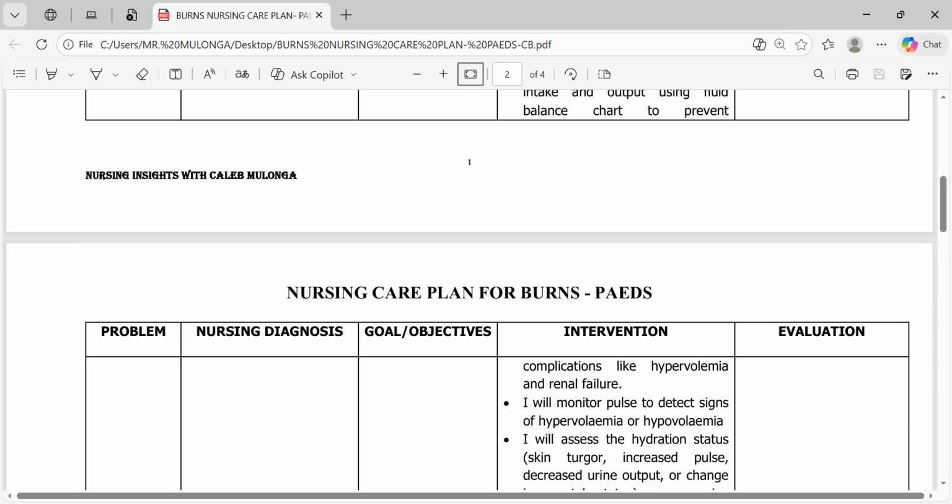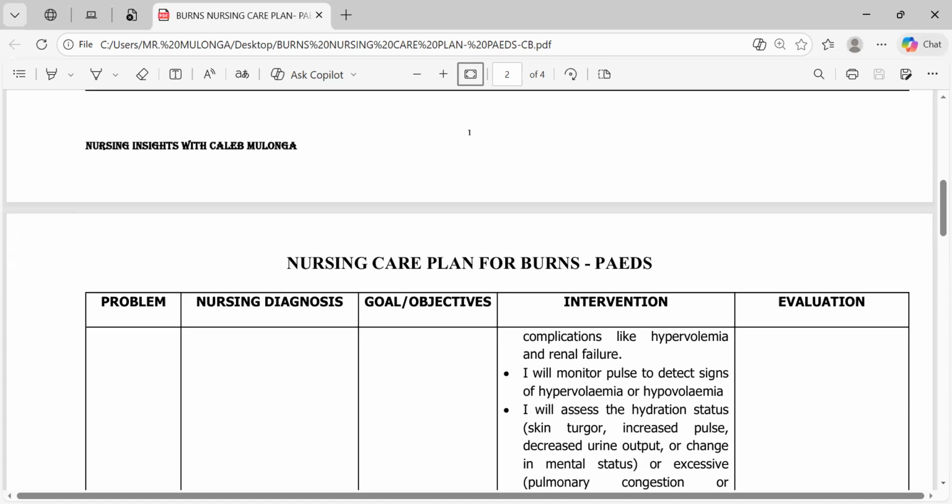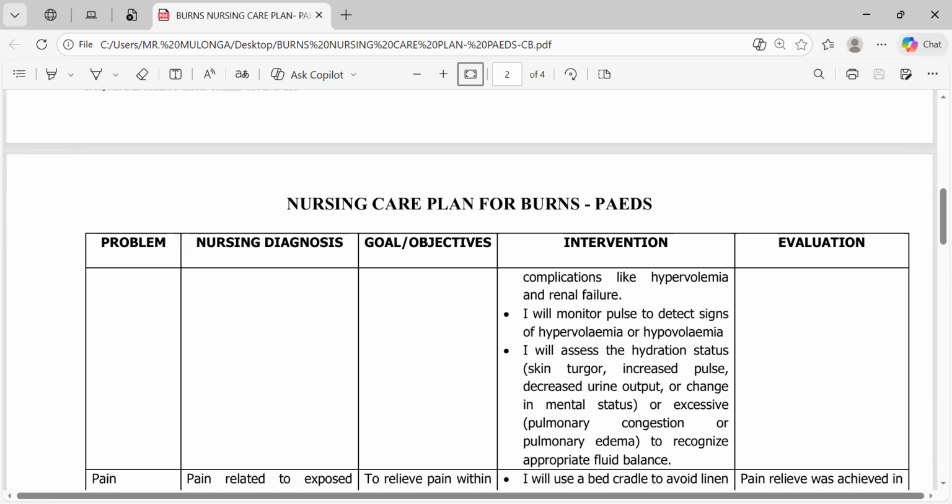And the last one, we can say I will assess the hydration status by checking the skin turgor, increase in pulse, decreased urine output, or change in the mental status, or excessive pulmonary congestion or pulmonary edema to recognize appropriate fluid balance.